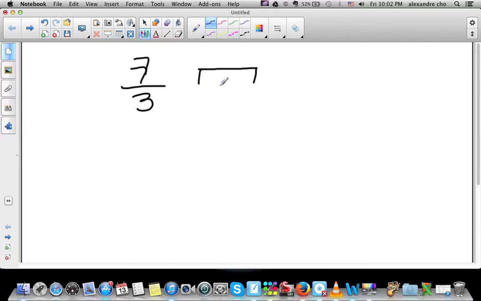Here's my chocolate bar, cut into thirds, and that's 1/3. That's another 1/3, and that's another 1/3. So that's 1/3, 2/3, 3/3. Obviously not enough. That's another 1/3. This is another 1/3, and this one. So that's 1, 2, 3, 4, 5, 6 pieces of 1/3.